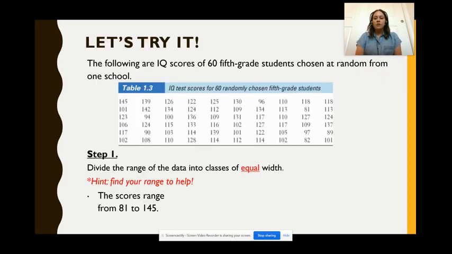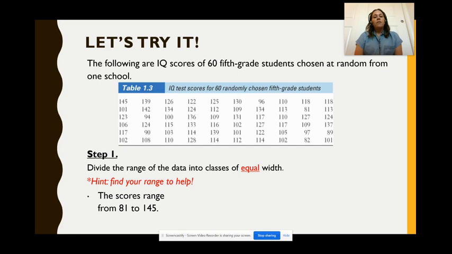All right, so let's try one. I'm going to walk you through constructing a histogram, and then you'll have an opportunity to try it. The following are IQ scores of 65 students chosen at random from one school. First step to construct a histogram is you want to divide your range of data into equal widths, so equal sized groups, not equal amounts of data, but equal sized units along the x-axis.